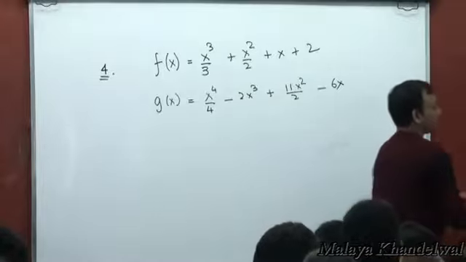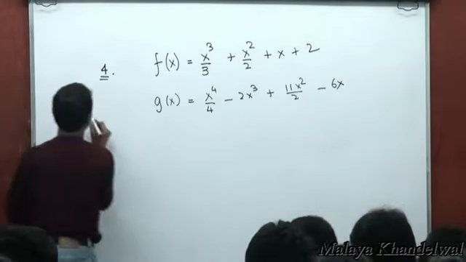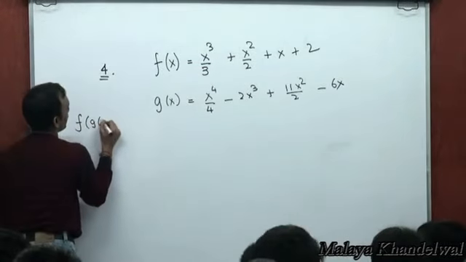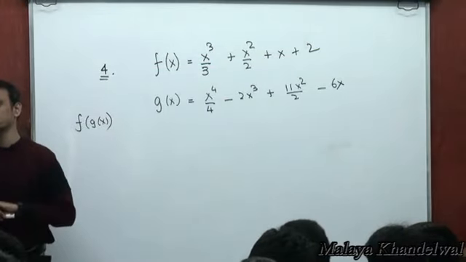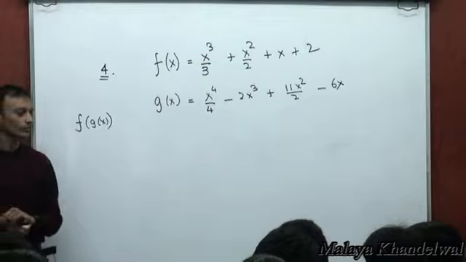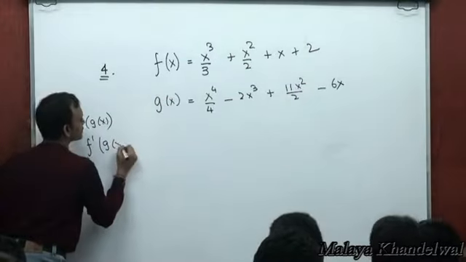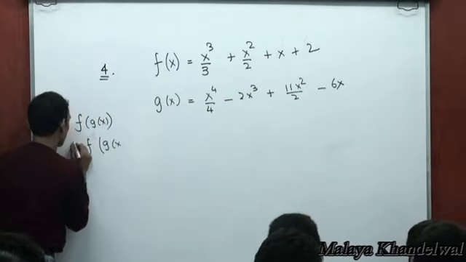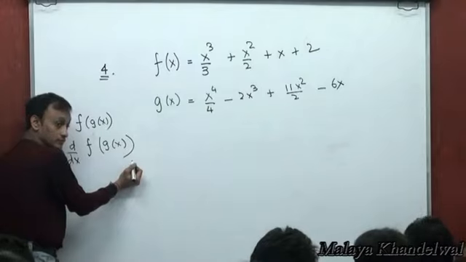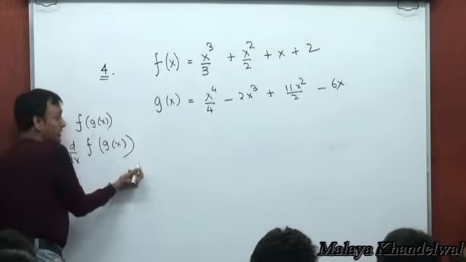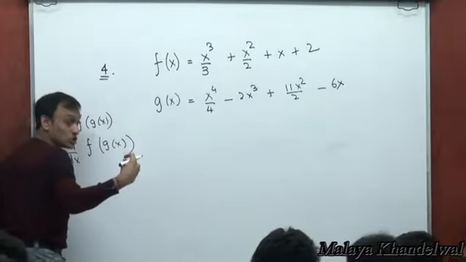Right? f of g of x. First of all, we want to figure out the local minimum for f of g of x. Evidently, we are then talking of f dash. We are talking of d/dx of f of g of x. A local minimum would be encountered at a point where d/dx of f of g of x becomes 0.